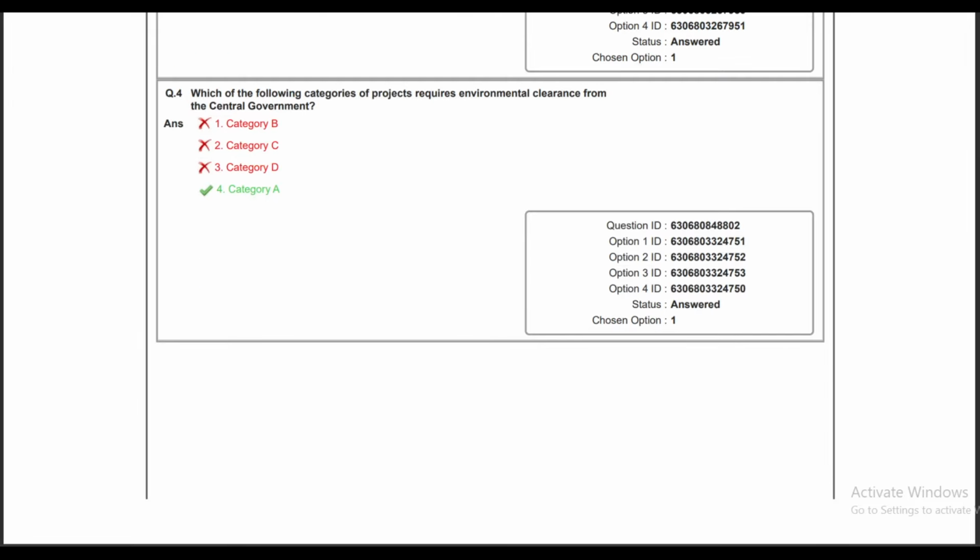In the next question, which of the following categories of projects require environment clearance from the central government? So correct answer is category A. Category A projects actually are those, we can say, that require environmental clearance from the central government because they are likely to have major environmental effects. So A option, category A, fourth option is correct answer.